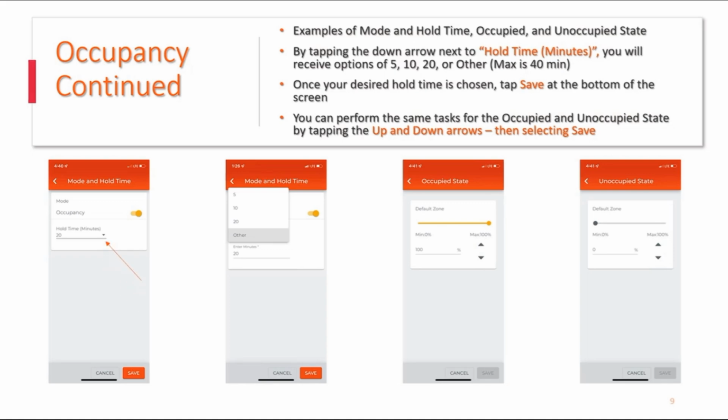By tapping the arrow next to the hold time in minutes for mode and hold time, you will receive a drop-down selection of 5, 10, 20, or other. Note that you can only use a max of 40 minutes. Once your desired selections have been made, select Save. For the occupied and unoccupied state, select the arrows to adjust your light levels and tap Save next to those selections.